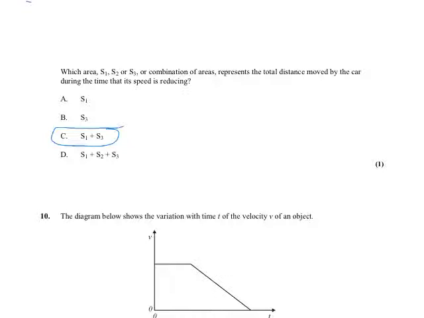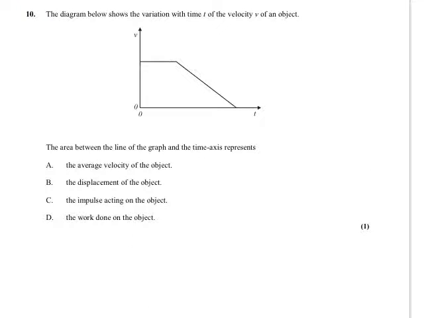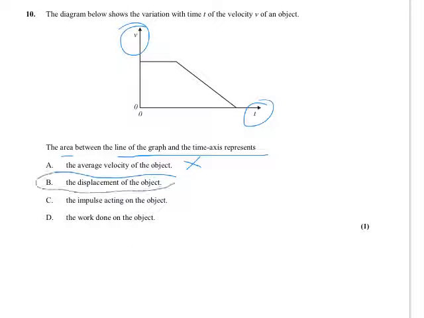Question number 10. Familiar graph, but this time it will be a different question and different axes in fact. The diagram below shows the change in velocity over time. This time, what is the area between the line of the graph and the time axis? So basically, what does the area under the graph represent? Is it the average velocity? No. Is it the displacement? Yes. Okay, so the answer to that one's very easy. It's B.